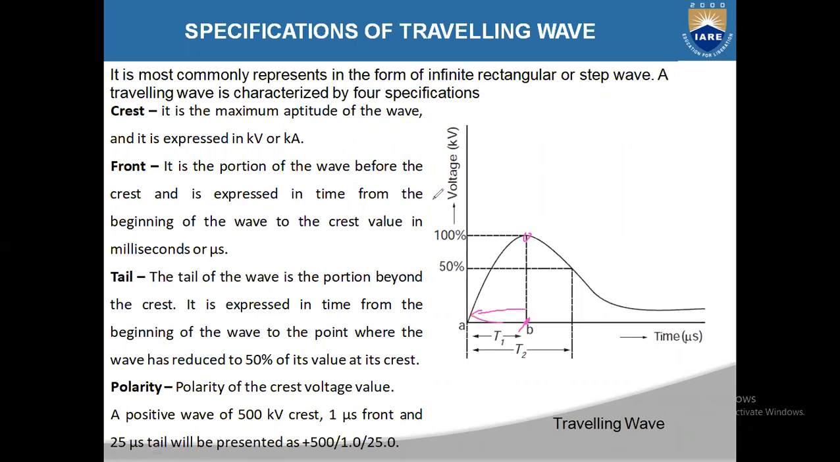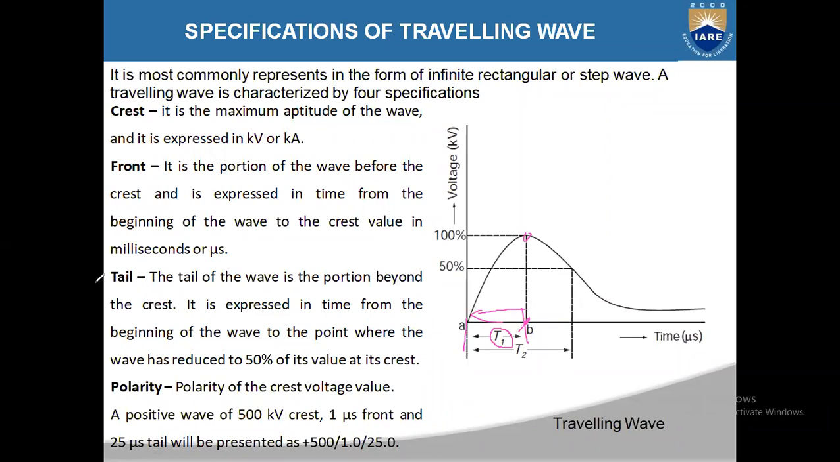The portion of the wave before the crest is called the wave front, and it is expressed in terms of time, from the beginning of the wave to the crest of the wave. That means here to here. So T1 is the wave front. Wave front is represented in terms of time.